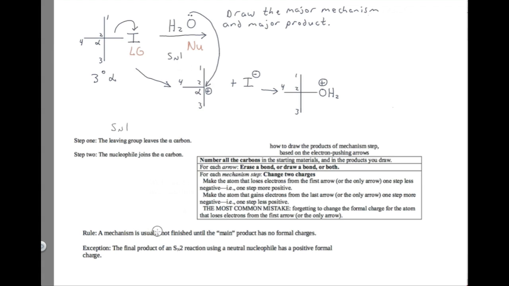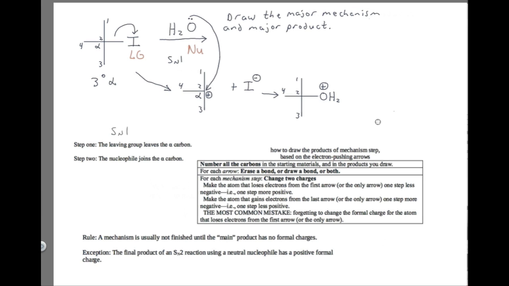A mechanism is usually not finished when the main product still has a formal charge, although there are some exceptions to that, such as SN2 reactions. So what do we need to do to get rid of this positive formal charge? It seems like we've already completed the main steps for the SN1 reaction, so what kind of step can we execute now to get rid of this positive formal charge? And the answer is we need to do something that we could call an acid-base cleanup step.